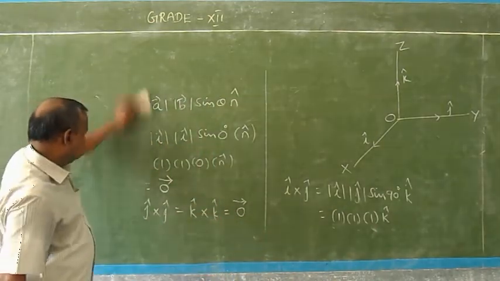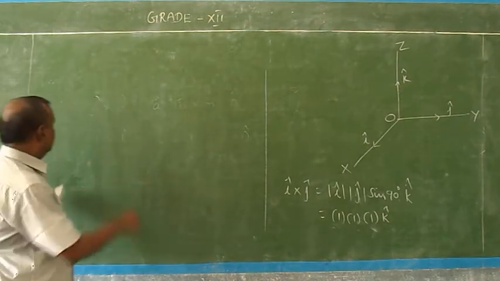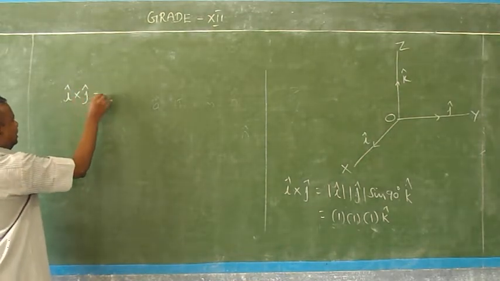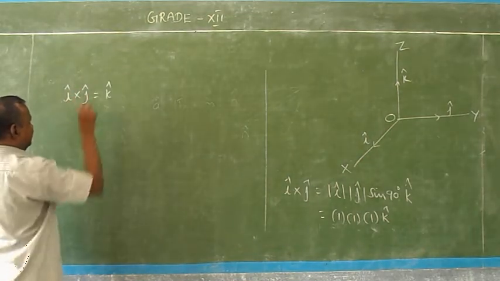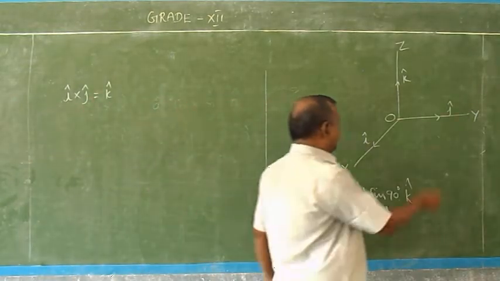Similarly, i cap cross j cap equals k cap. Now for easy understanding, let me draw a circle like this.